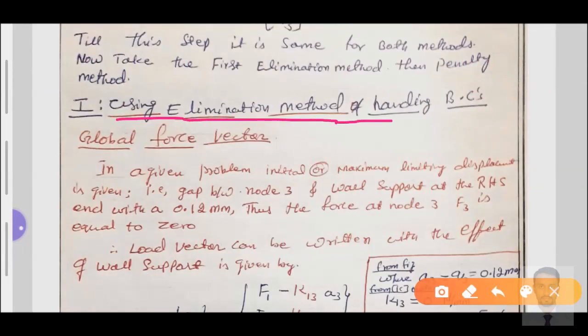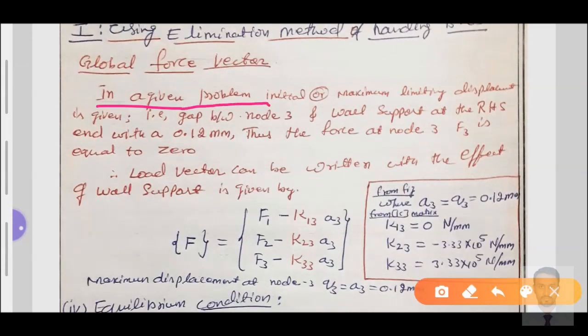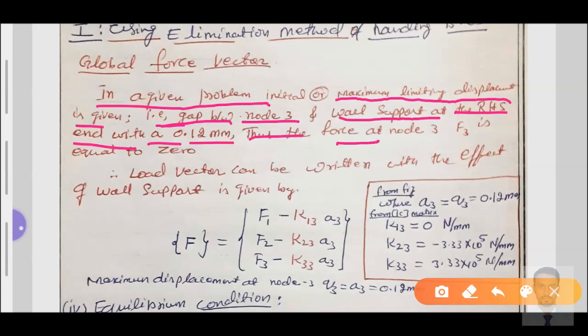Using the elimination method of boundary condition, the global force vector is given. In the given problem, the maximum limiting displacement is given, that is the gap between node number 3 and the wall support at the right hand side end, 0.12 millimeter. Thus the force at node number 3, F3, is equal to 0.